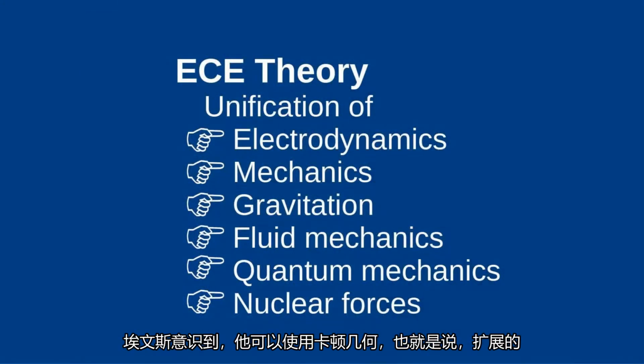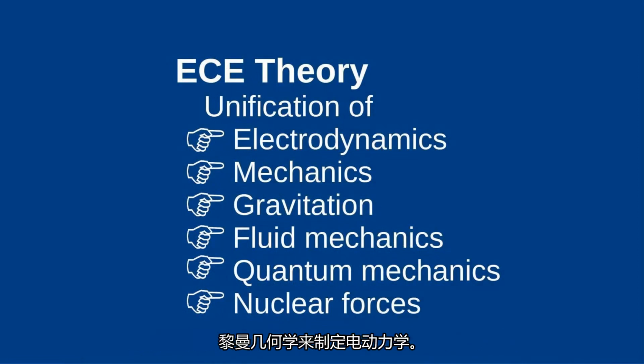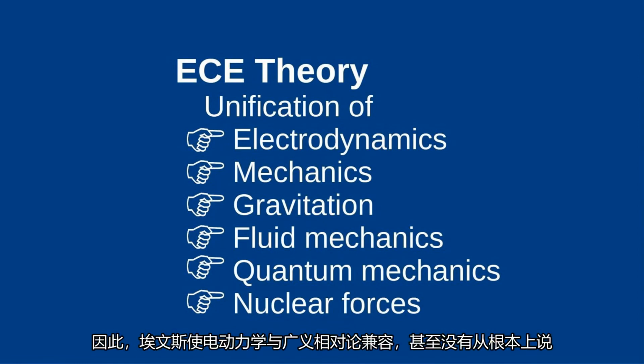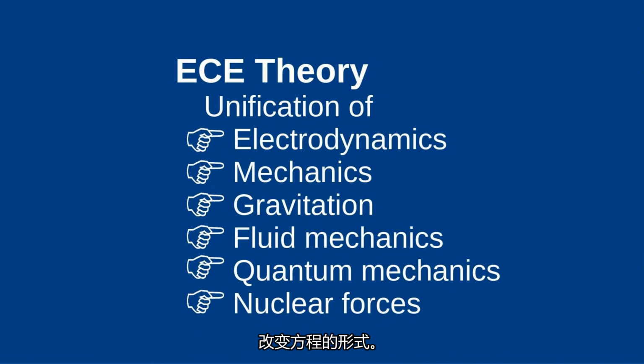Evans realized that he could use Cartan geometry, that is extended Riemann geometry, to formulate electrodynamics. Einstein failed to do this. Evans thus made electrodynamics compatible with general relativity, without even fundamentally changing the form of the equations. Mechanics, gravitation and fluid mechanics were then formulated and unified by the Cartan geometry according to the same principle. Quantum mechanics, as well as the weak and strong nuclear forces, were also included accordingly, so that all areas of physics are unified with it, and ECE theory can be regarded as a theory of everything.